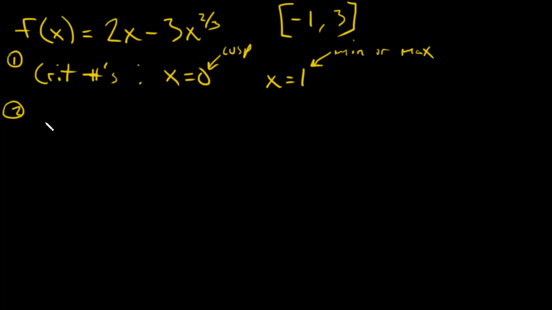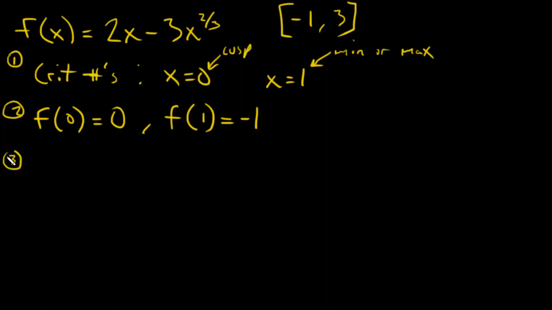we find out what the actual y values are for the critical numbers. So f at 0, well, if I plug a 0 into both of these, I get 0 minus 0. That's just 0. Okay? And then if I plug a 1 in, I get a 1 here, 1 here. So 2 minus 3, I'm going to get -1 for my value for f of 1. Okay? Next, I plug in the endpoints. So my two endpoints are -1 and +3.